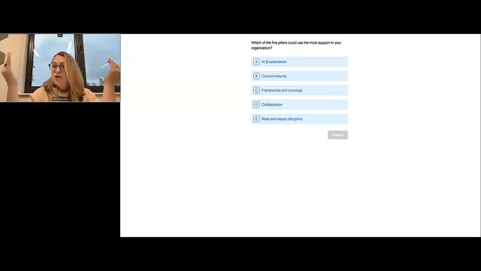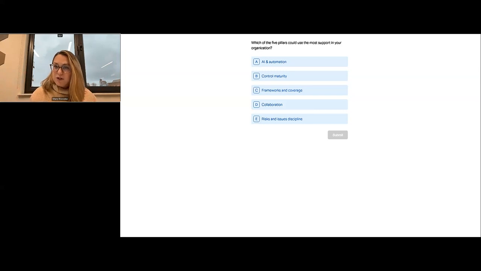Maybe it's on the control maturity. Maybe you are that person, that organization or your team, that has a control library of 1,500 different controls, but the reality is they're not really being adopted. Maybe you're on the frameworks and coverage. You have the framework alphabet in your organization. You have someone who comes and says, I need this, I need that.